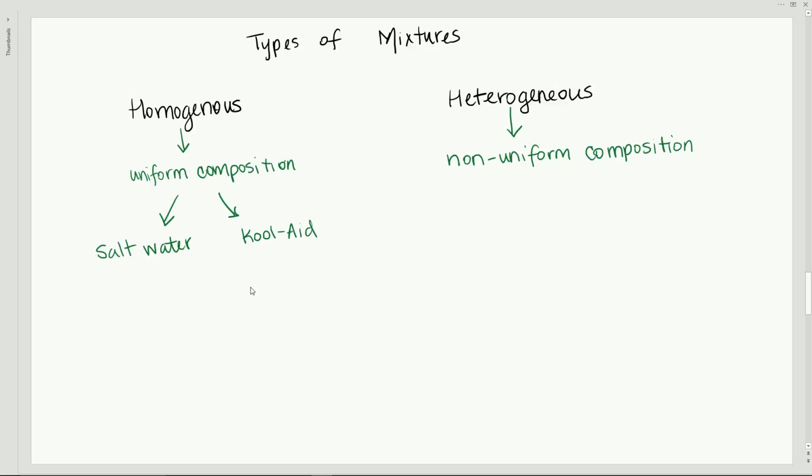Heterogeneous mixtures are things like oil and water. So if you've ever tried to mix those two, you know they just separate back out. Or something like a chocolate chip cookie. So when you make a cookie like that, you can see the chocolate chips and then the actual dough part once you bake it. You can see it before you bake it too. So either way, a chocolate chip cookie is a heterogeneous mixture.